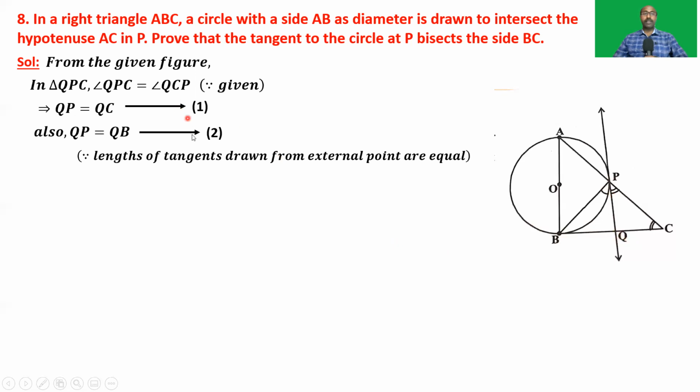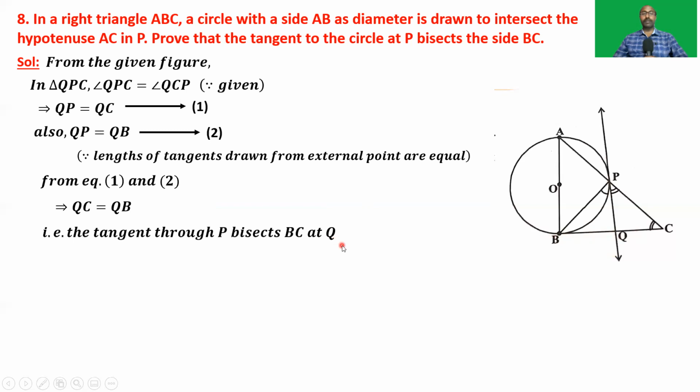By observing these two equations, we can notice that QP is equal to both QB and QC. That is, from these two equations, we can write QB is equal to QC. And it means that the line PQ bisects BC at Q. This is the solution of the given problem.